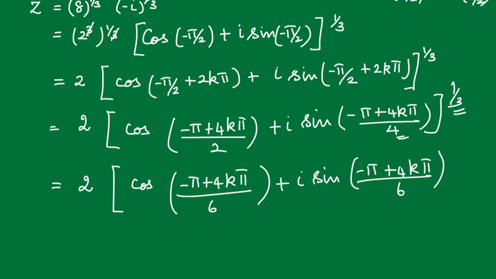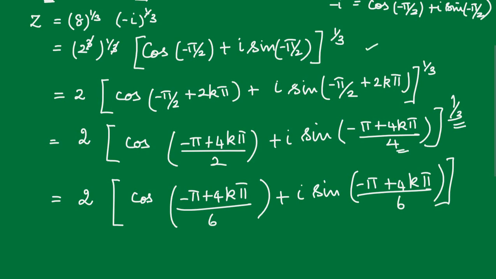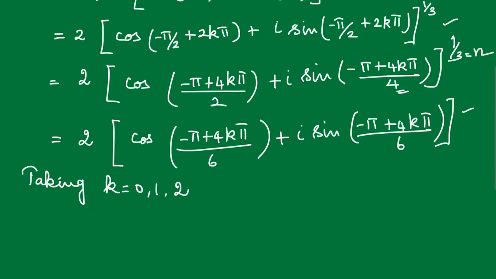The next step for the working rule. First, write it in polar form. We have written in polar form. Add 2k pi to the argument value. Next, apply De Moivre's theorem. Now, substituting the values for k, taking k is equal to 0, 1, 2, etc. up to n minus 1. Here n is equal to 3. Therefore, we take values k is equal to 0, 1 and 2.